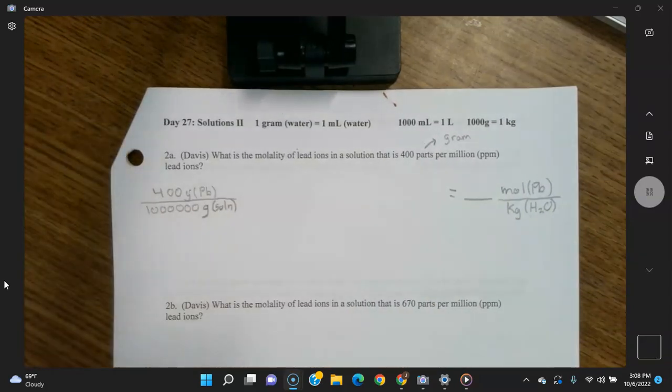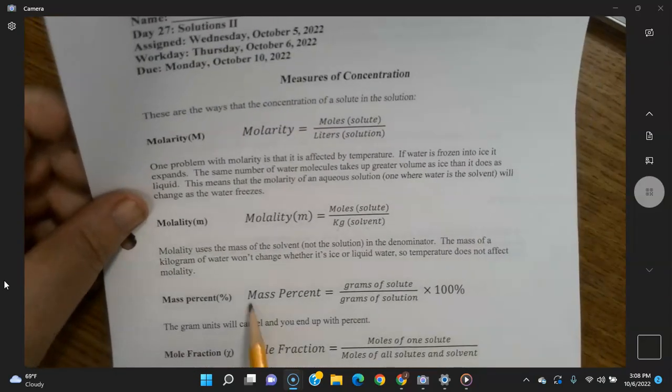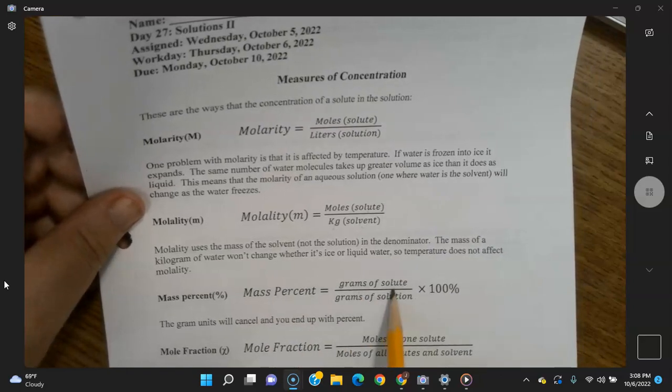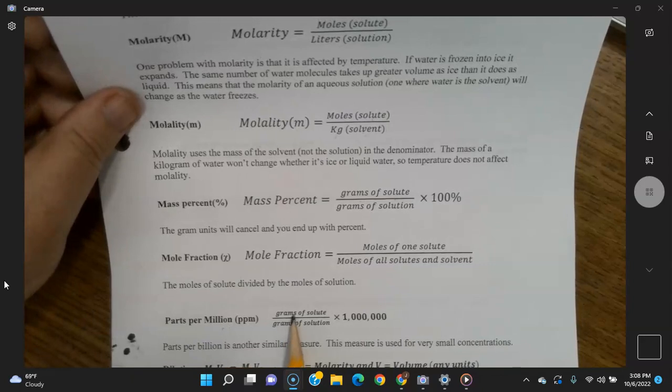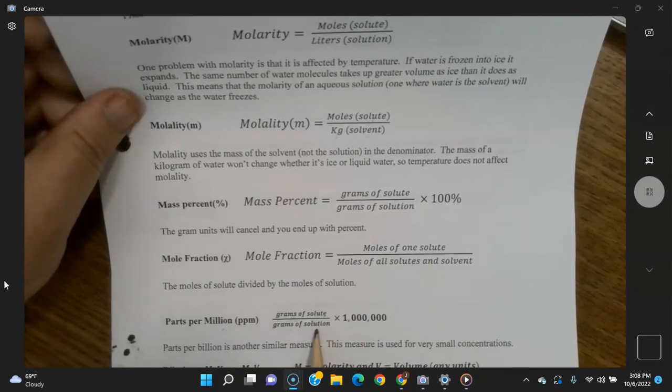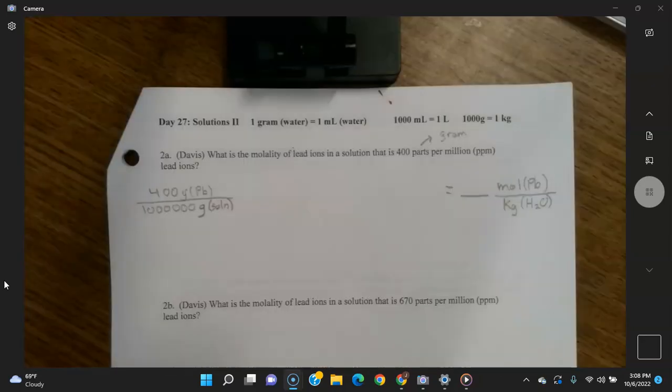Okay, where do we get that from, by the way? How did we know that? Well, if you come over here to mass percent, to parts per million, there you go, parts per million. It's grams of solute over grams of solution. So it tells you that right there in case you didn't know that.